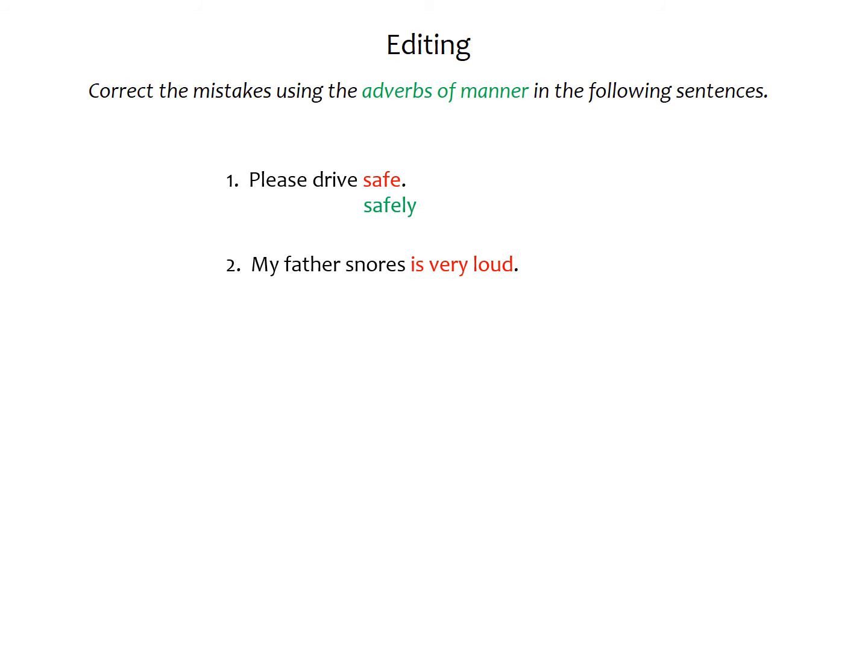My father snores is very loud. The correct way to say this is, my father snores very loudly. We want to keep in mind that we use our adverbs to describe verbs. So here, snores is a verb. It's not a noun. So we don't want to follow it with another verb. Instead, we want to follow with our adverb.